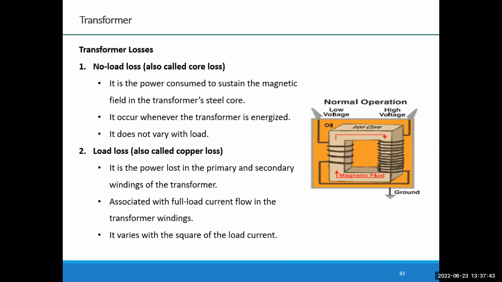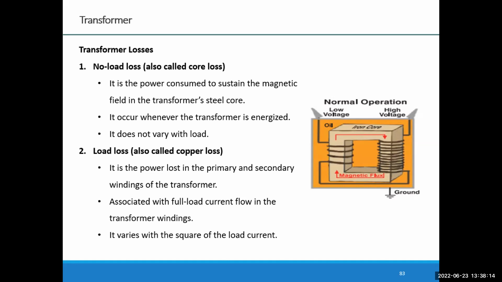Normally, transformer no load losses are also called core losses. It is the power consumed to sustain the magnetic field in the transformer steel core. It occurs when the transformer is energized. It does not vary with load. So in a transformer there are two types of losses. The no load losses happen in the iron core, as shown in the picture, mainly to magnetize that iron core.